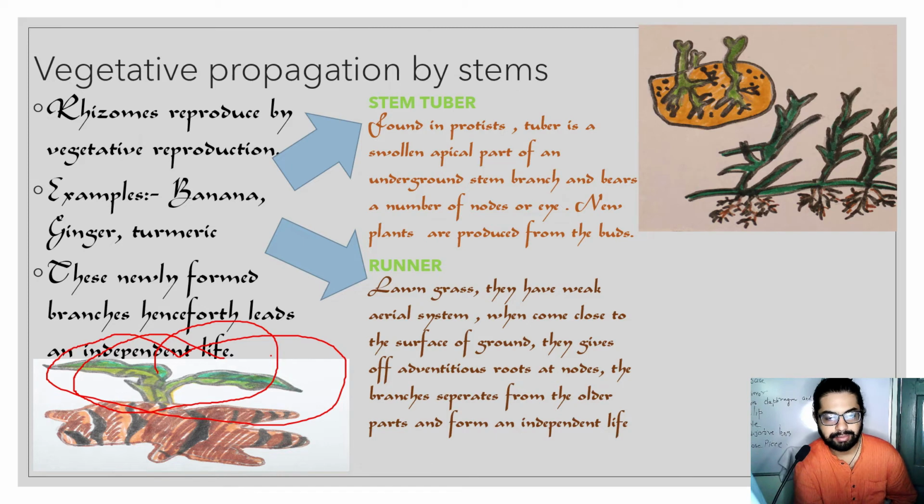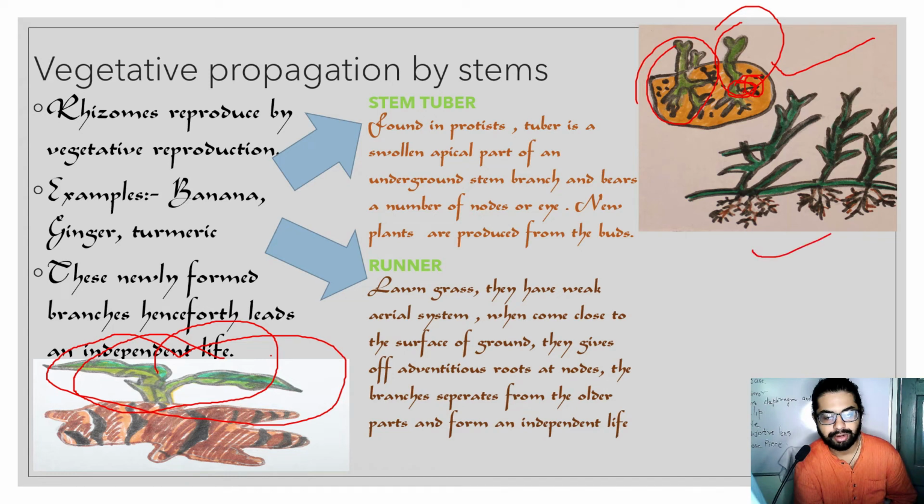This is the stem tuber found in potato. A tuber is a swollen apical part of an underground stem branch and bears a number of nodes or eyes. These are the nodes or the eyes, and the new plants are produced from these buds. You see, new plants have been formed from these buds. So this is a stem tuber, you should remember.